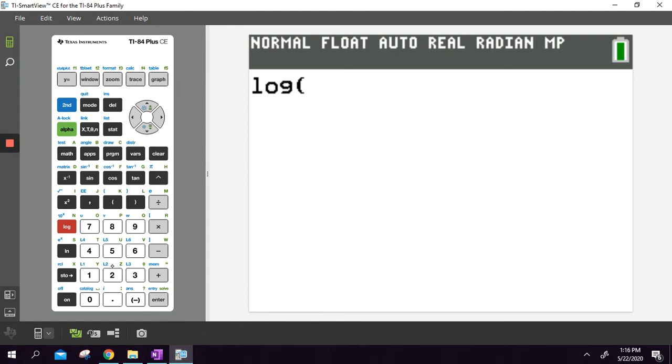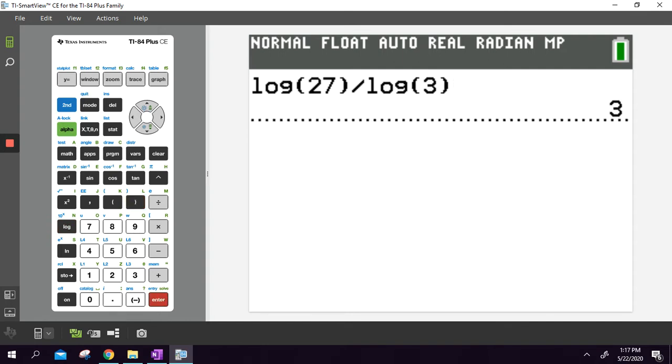So log 27, close the parentheses, divided by log of 3. And if we did it right, we know what the answer is going to be. It should be 3. Yep, we got it. Okay, so that is how we're going to evaluate logs with different bases.